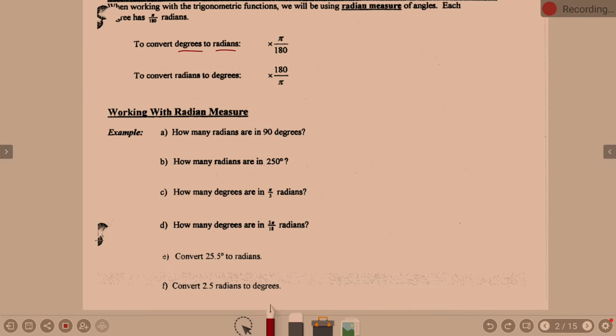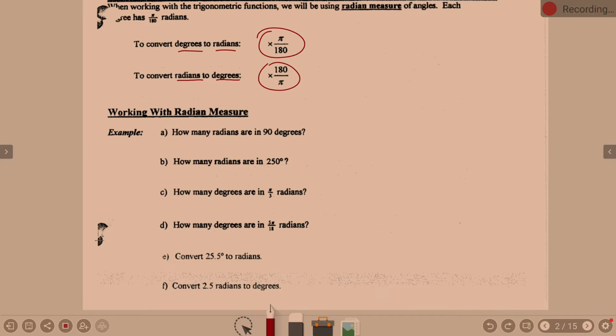And I think of that as pi is my radians, 180 is my degrees. So I'm trying to get to radians, so I'm multiplying by the pi, dividing the degrees. If I'm trying to go from radians to degrees, I'm trying to get rid of radians, so I'm getting rid of the pi, and I'm trying to multiply by degrees. Okay? Now, so those are your factors to be familiar with.